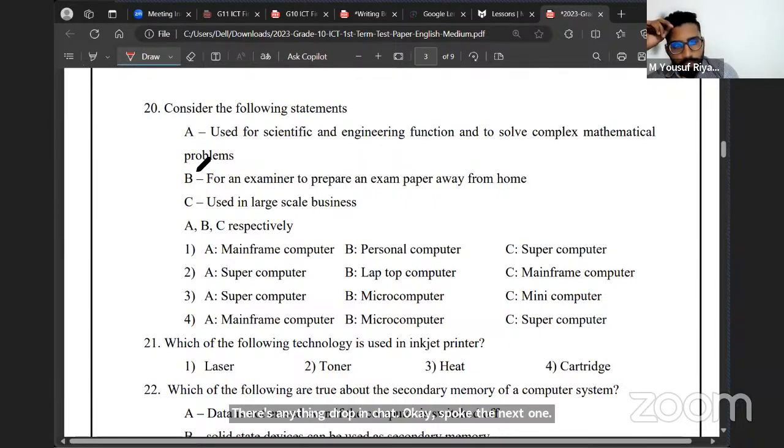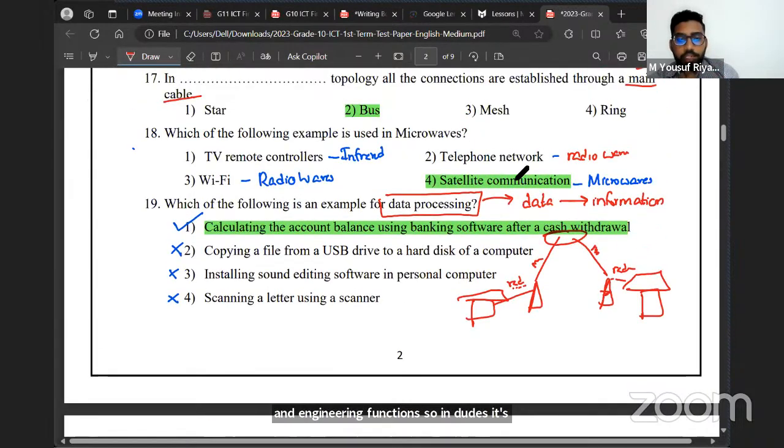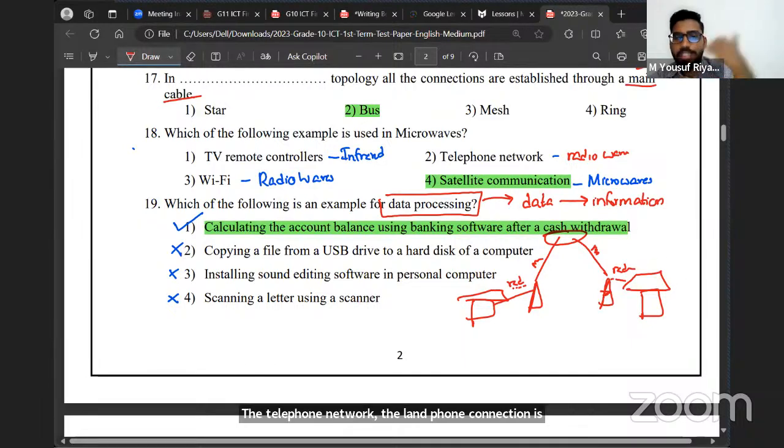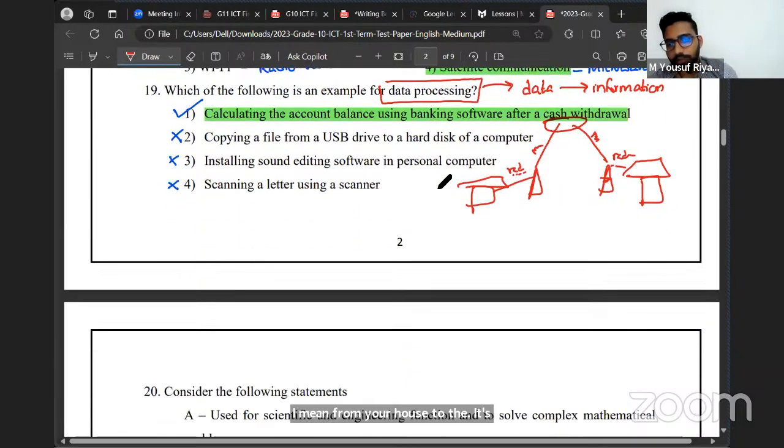Consider the following statements. A: used for scientific and engineering functions. In tubes, it's unshielded twisted pair. I'm talking about the landline phone connection. The telephone network, the landline connection, is unshielded twisted pair. The normal mobile phone uses radio waves. From your house to the cell tower, it's radio waves. Got it?